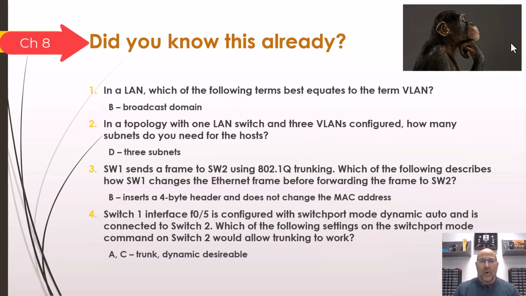All right, question number 1 in the Do You Know This Already? In a LAN, which of the following terms best equates to the term VLAN? Well, VLANs live at layer 2. And since they're on switches, that'll be broadcast domain. Now, I'll talk more about that later on. So if you don't remember what broadcast domain is, don't worry about that. Now, there was another answer in there, subnet. That one's close because all the nodes in a VLAN have to be on the same address space, but the best layer 2 thingy that goes along with this is broadcast domain.